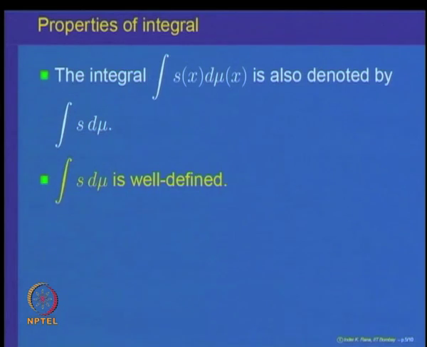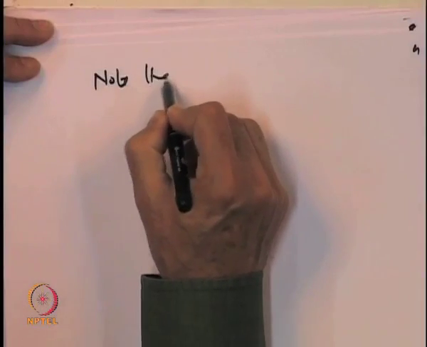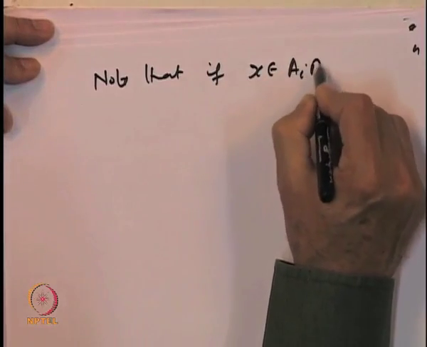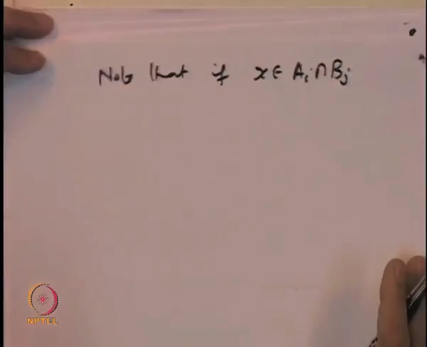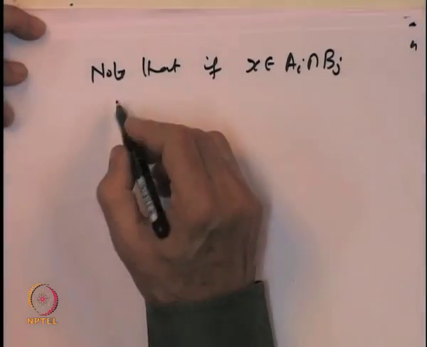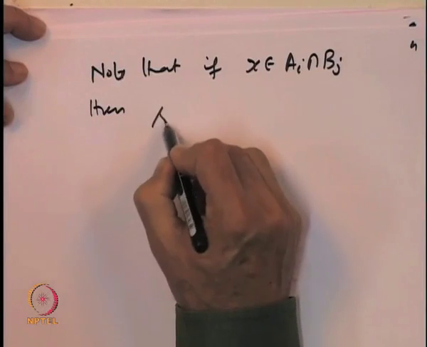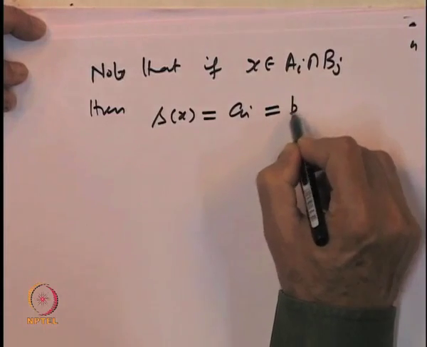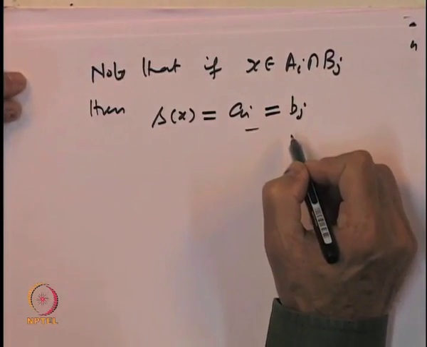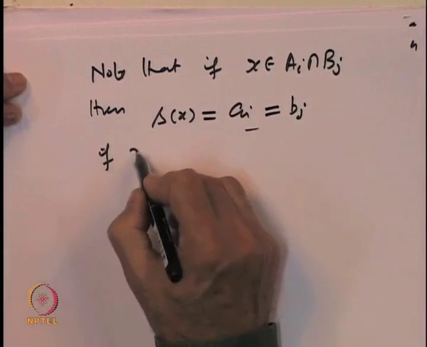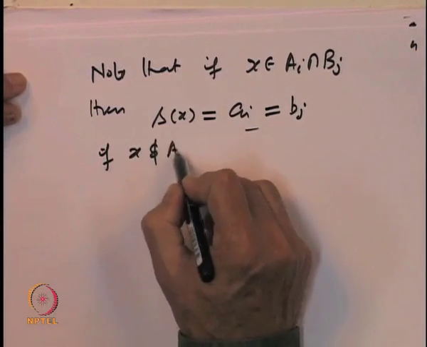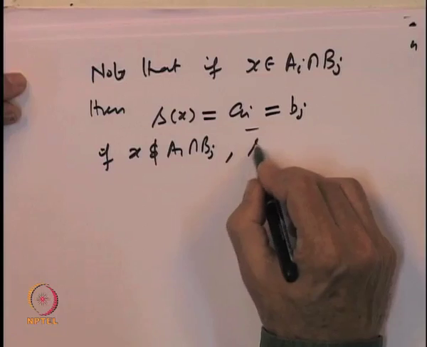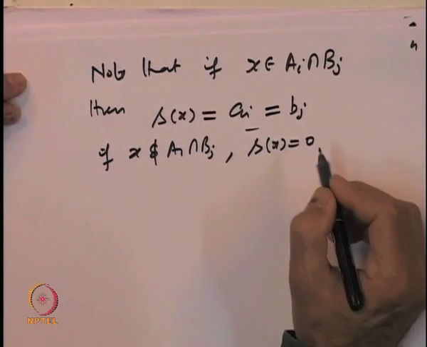So, note that if x belongs to A_i intersection B_j, then S of x is equal to a_i and is also equal to b_j. So, a_i is equal to b_j. And if x does not belong to A_i intersection B_j, then S of x is equal to 0.